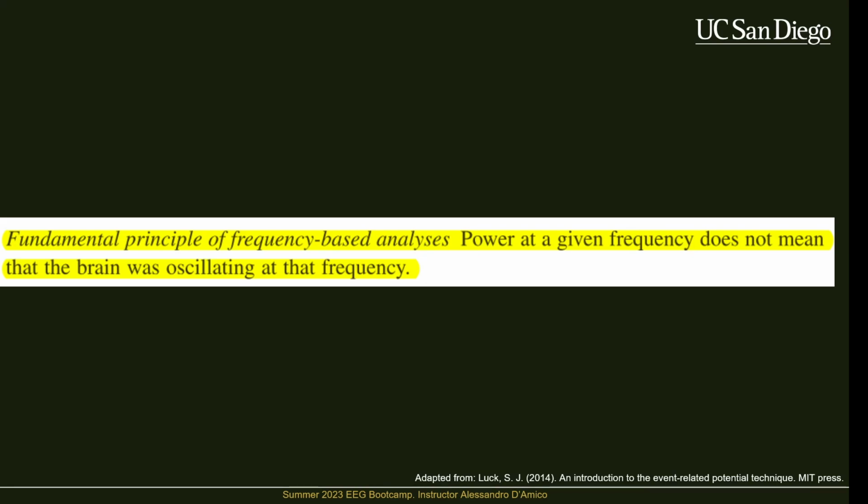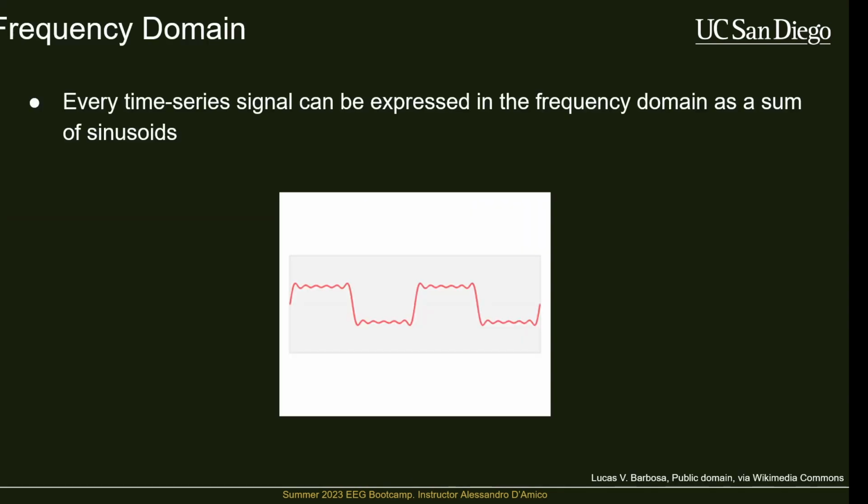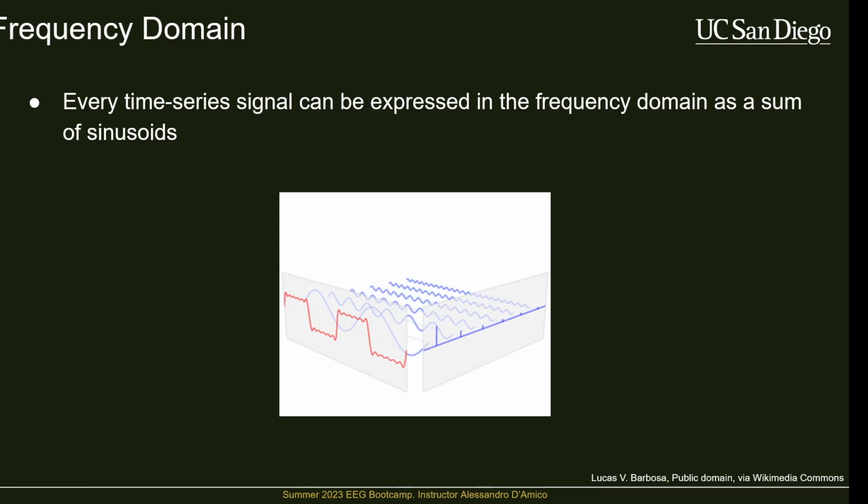And one thing I definitely need to talk about is that just because you see power at a given frequency band does not mean that the brain was actually oscillating at that frequency. This is sort of a byproduct of the fact that we have something known as Fourier's theorem, which is essentially that any time domain signal can be expressed as a sum of infinite sine waves. In reality, this isn't just true for time domain signals, it's actually true in infinite dimensions.